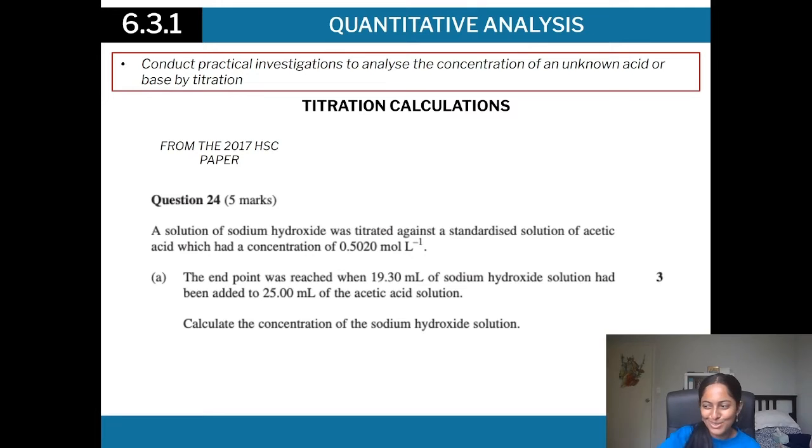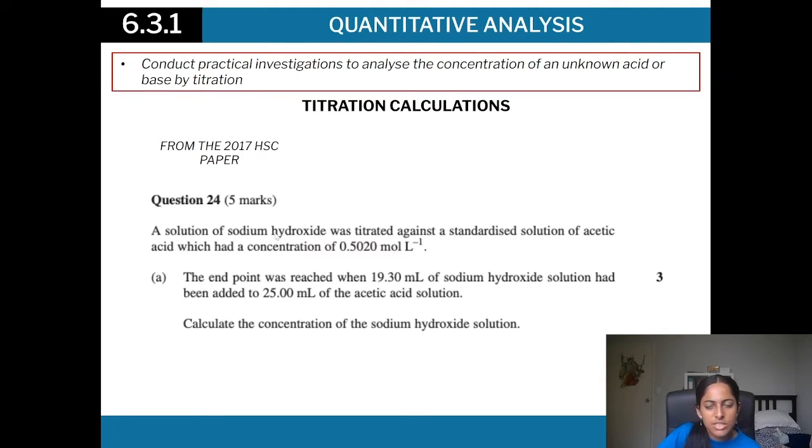I'm not that cruel to actually just put a titration question on you, so we'll go through this together. So this is kind of a question that you may be getting in your HSC examinations or your trials. So let's read it together. It's saying that a solution of sodium hydroxide was titrated against a standardized solution of acetic acid, which had a concentration of 0.502. An endpoint was reached.